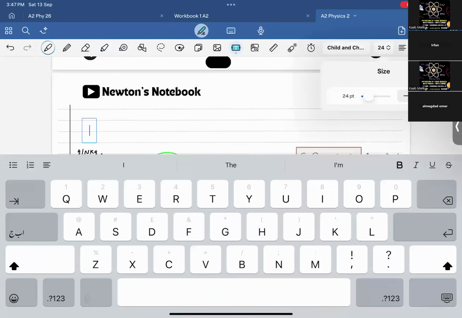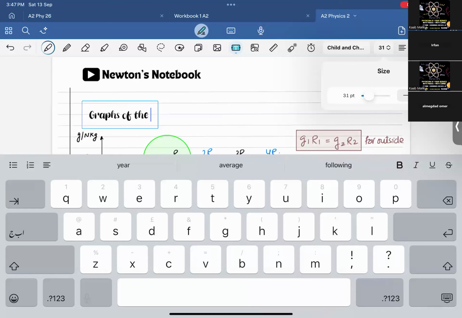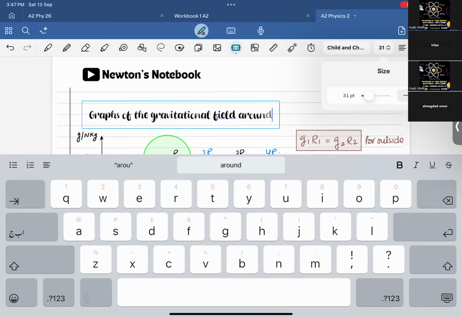Graph of the field around the mass, around the mass.